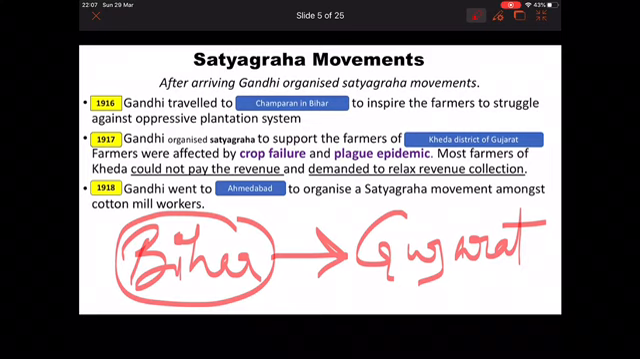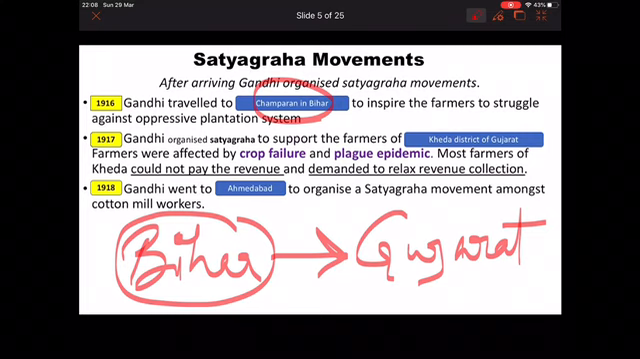In the following year, 1916, Gandhi traveled to Champaran in Bihar to inspire the farmers to struggle against the oppressive plantation system. The farmers were actually protesting against all these things. The peasants wanted more freedom to cultivate crops of their own choice, and they never wanted to plant crops categorized under the plantation system, like tea, coffee, rubber, bananas, and especially indigo. The peasants living in Champaran wanted more freedom to grow crops as per their choice, because they knew the soil fertility and the conditions best for growing crops.